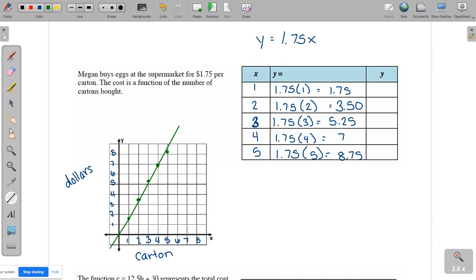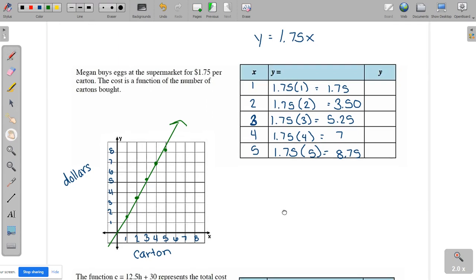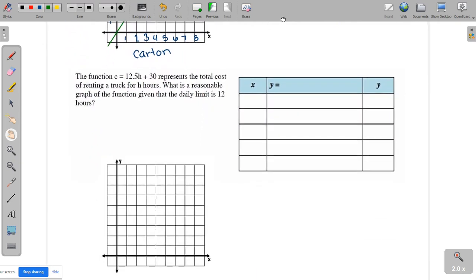And then don't forget your arrows on the end. There won't be any errors here because you can't have negative. So there is our graph. There is one more problem we're going to look at.